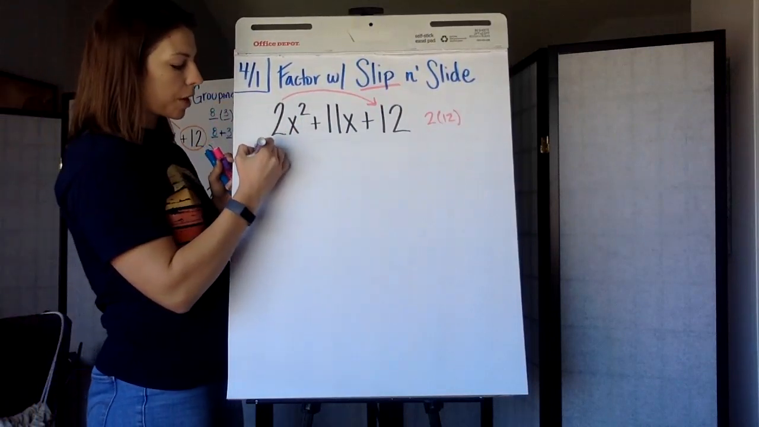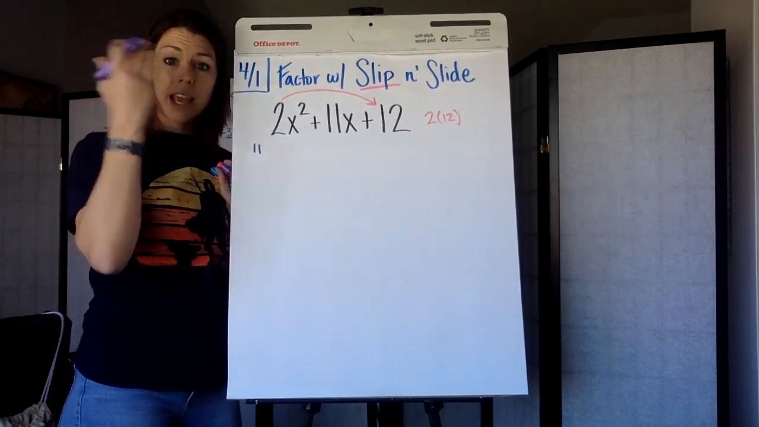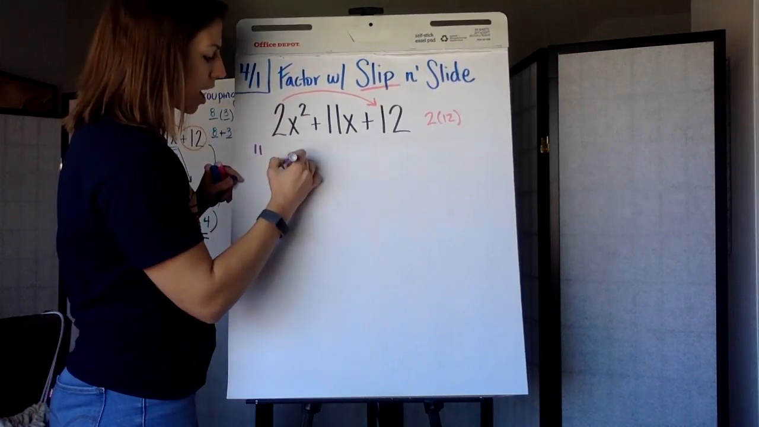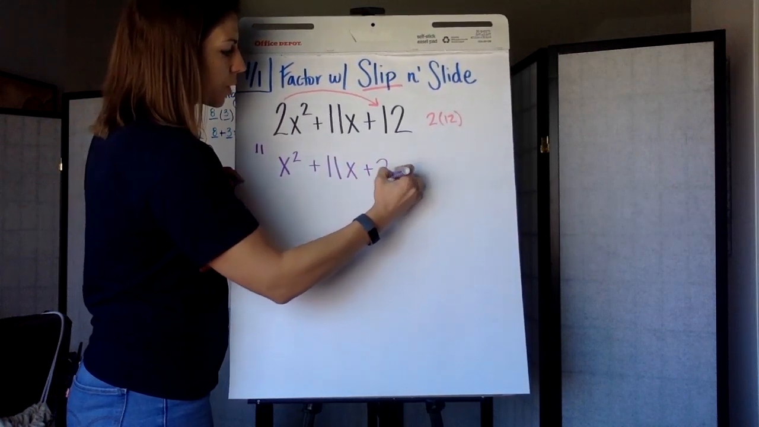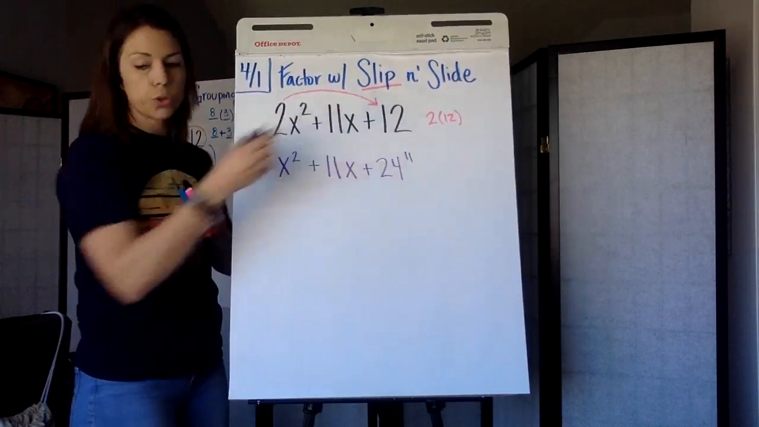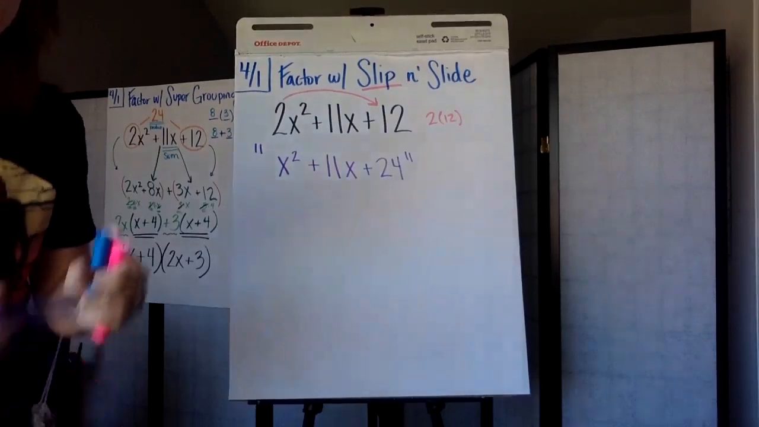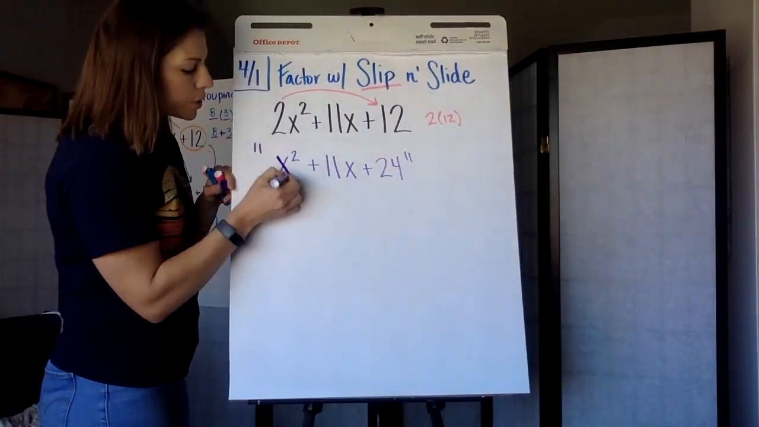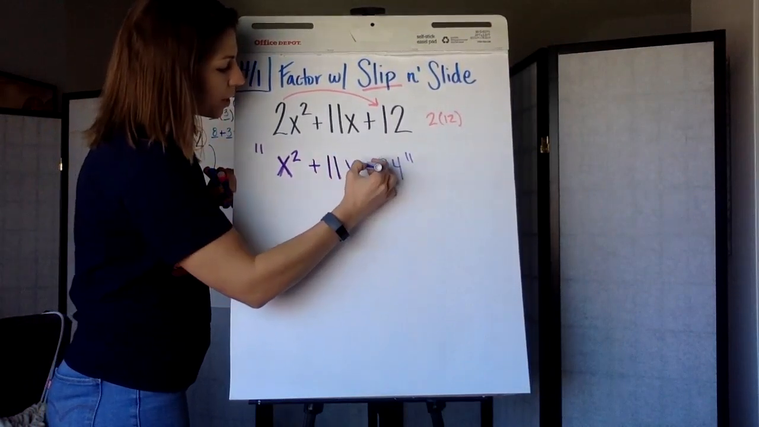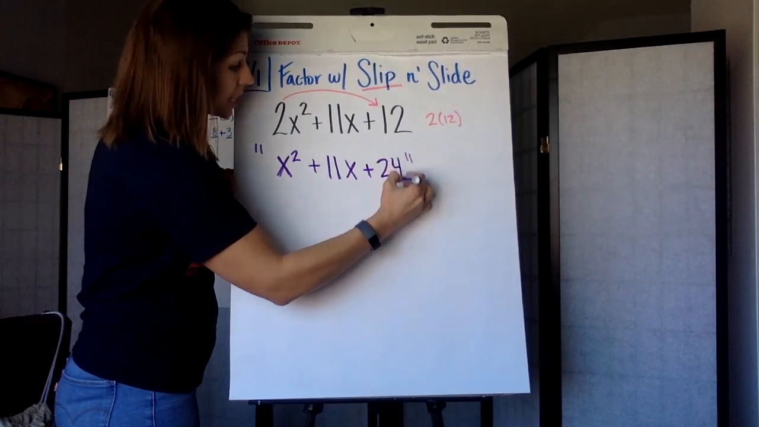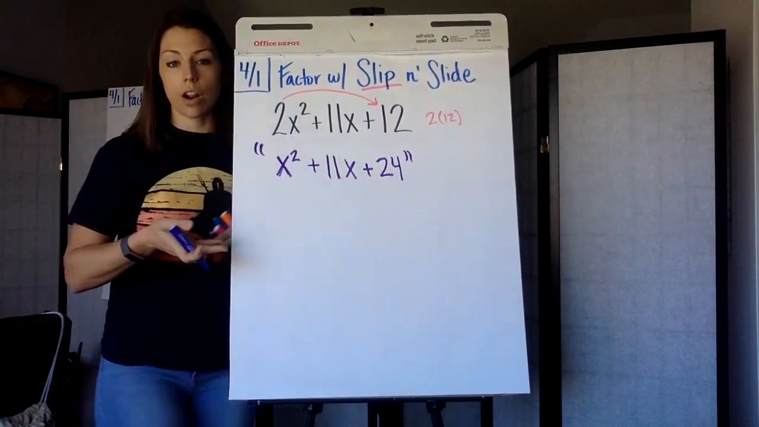Our new trinomial that we're working with, I'm going to put it in quotations because this isn't our actual trinomial. This is just what's happening in the process. Our new trinomial is going to be x squared plus 11x plus 24, because when I slip the 2 down to the end, that 12 becomes a 24. Very similar to what we were thinking when we were doing supergrouping. But again, this is not your new trinomial. This is not even necessarily equivalent, which is why I'm putting it in quotations, because this is just what we're going to use to get our final answer.